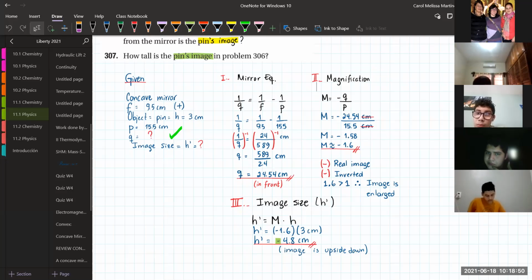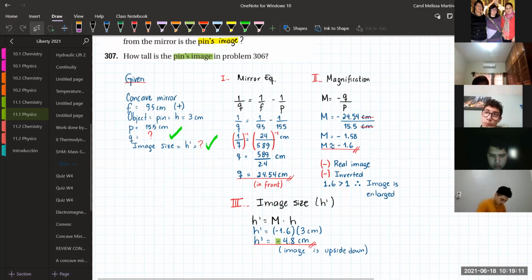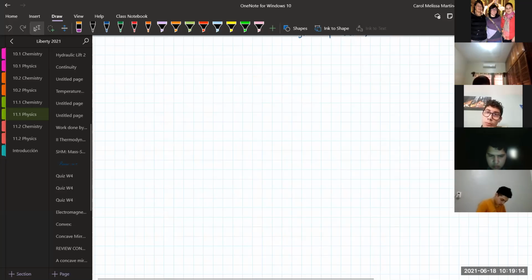Now, we already answered the two questions, but remember, I always demand you to sketch all the ray diagrams. So, the next step will be to draw the ray diagram. Even if the problem doesn't say it, you have to do it. To sketch the ray diagram, first we need the principal axis. That is just a horizontal line.